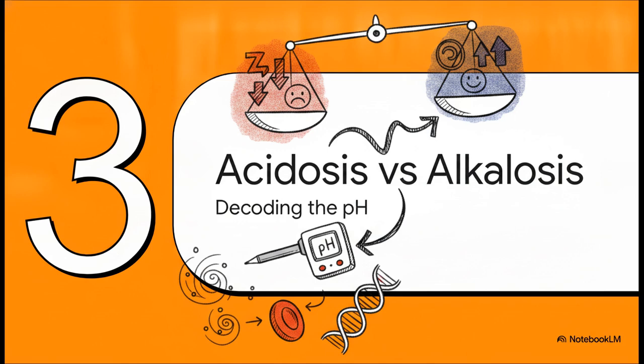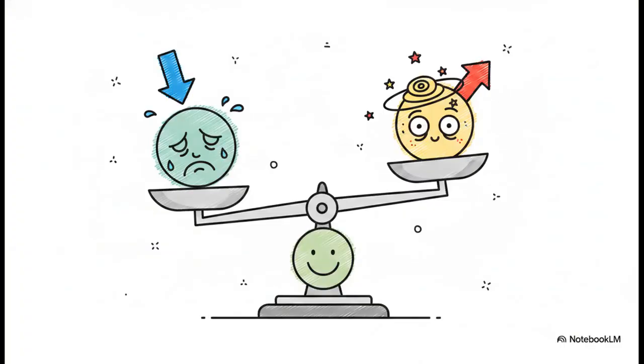Now that we've met our core players, let's dive into Section 3, acidosis versus alkalosis, decoding the pH. We're going to look at the overarching bodily conditions based solely on our very first metric. This rule is incredibly simple, but it is entirely non-negotiable. Remember that normal pH range of 7.35 to 7.45? Well, if your patient's pH drops below 7.35, they are in a state of acidosis. If the pH rises above 7.45, they're in a state of alkalosis. Simple as that. Establishing this is always your very first diagnostic step.